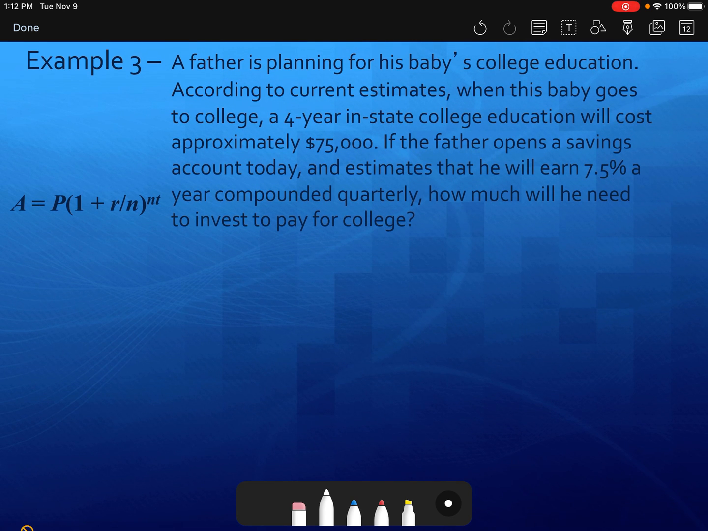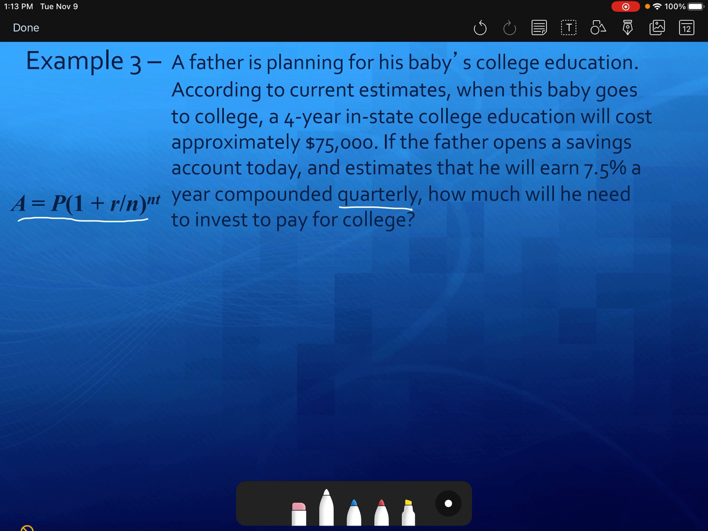Okay, now a father's planning for his baby's college education. According to current estimates, when this baby goes to college, a 4-year in-state college education will cost approximately $75,000, which is probably going to be a lot more in 18 years. If the father opens a savings account today and estimates that he will earn 7.5% interest a year, compounded quarterly, okay, that's the key. That tells us we use this equation. How much will he need to invest to pay for college?